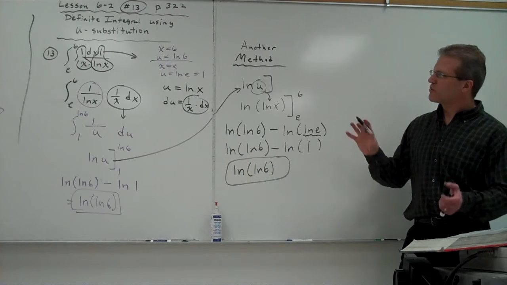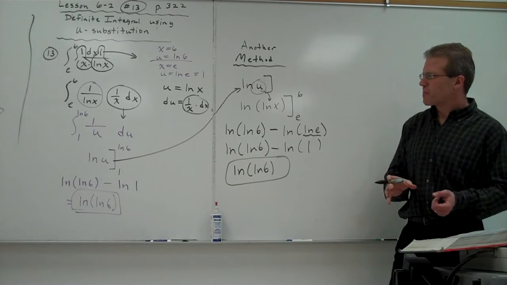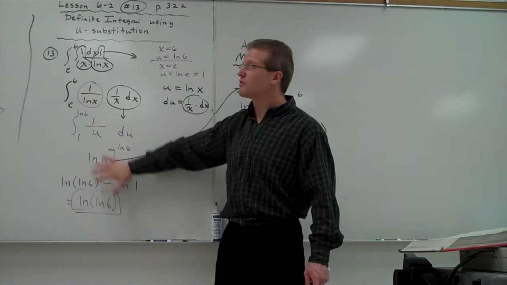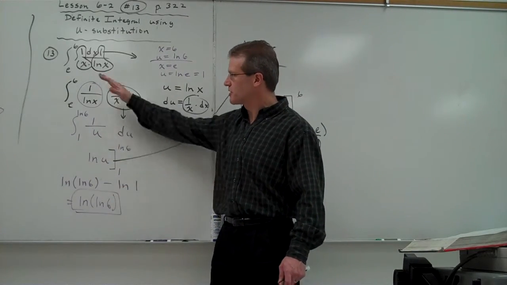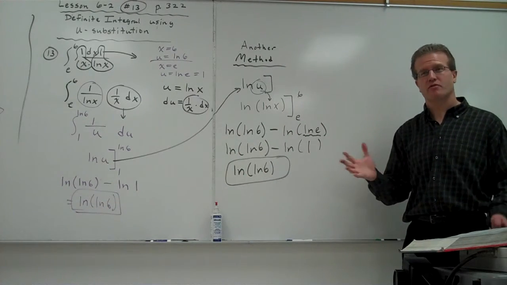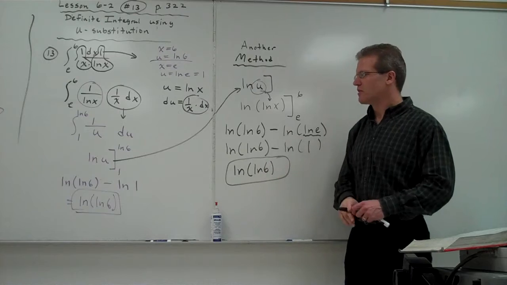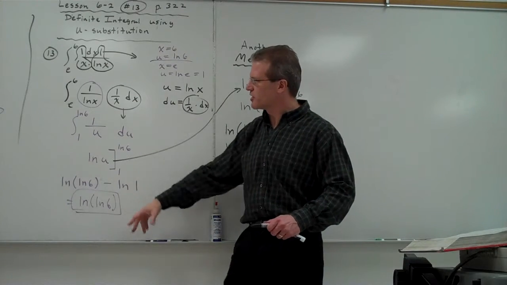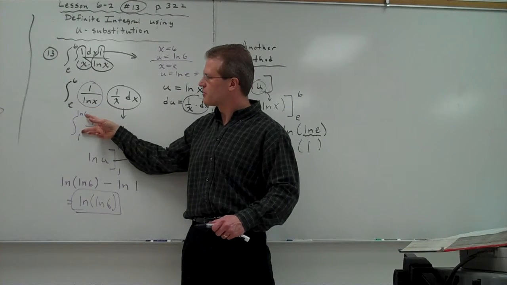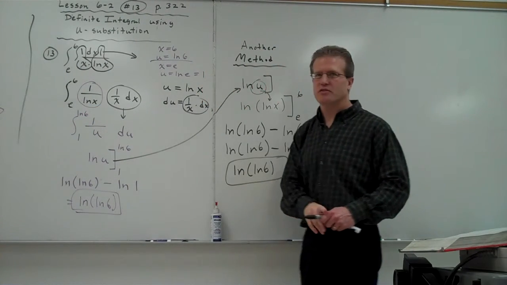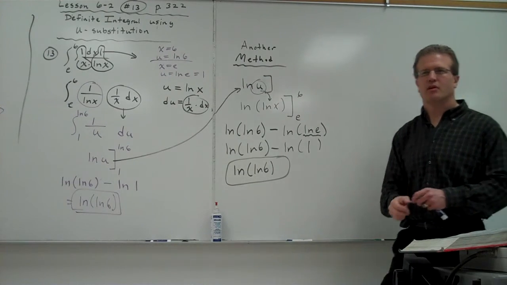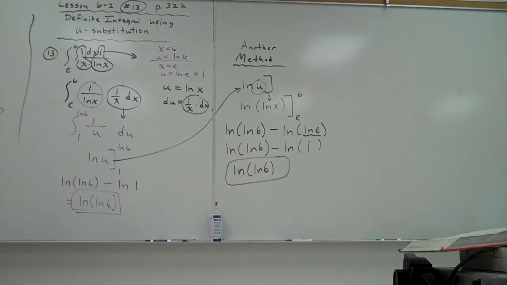So either way works. The first method is what I want you to work on today's assignment, lesson 6.2. I'd like you to do it this way. But when you get to the test, I really don't care which method you use. On the review assignment, I don't care which method you use. So this first method is a little shorter, but you have to convert your x upper and lower bounds into u upper and lower bounds. That's the one thing that's different. Any questions about that? All right, go ahead and keep working on that assignment.